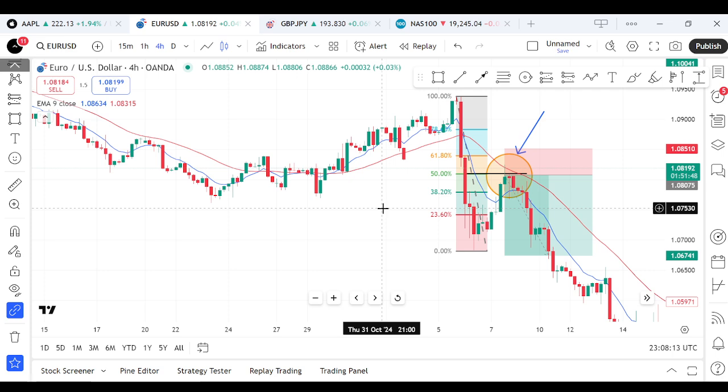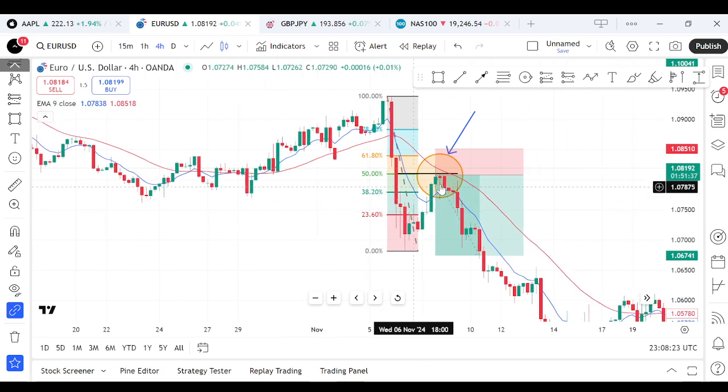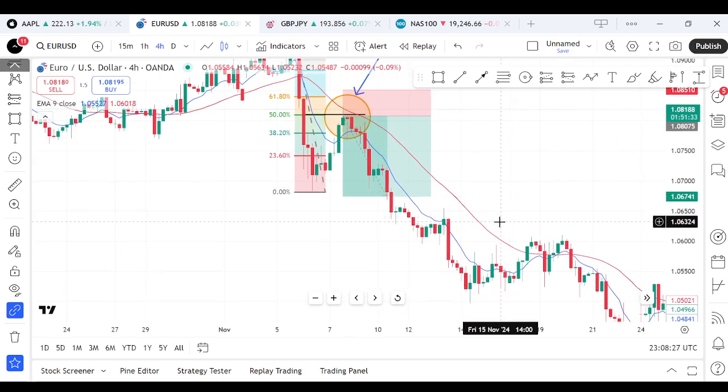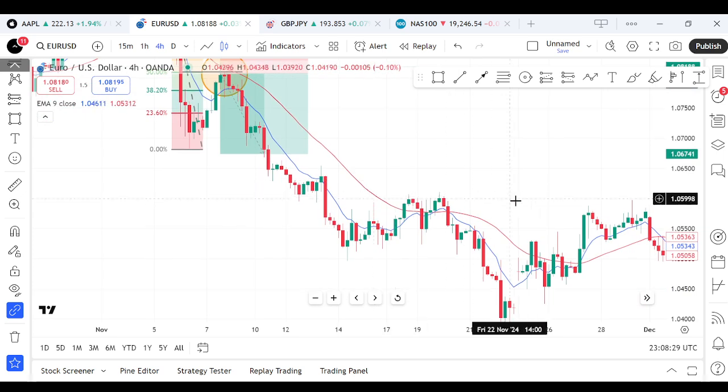Another mistake is overloading your chart with too many EMAs. Using multiple EMAs can create confusion and lead to analysis paralysis. Stick to one or two EMAs just like we have on our chart, the 9 period and 21 period combination, to keep your analysis clear and actionable.